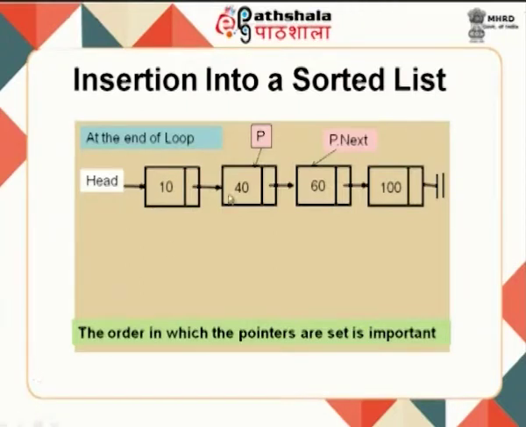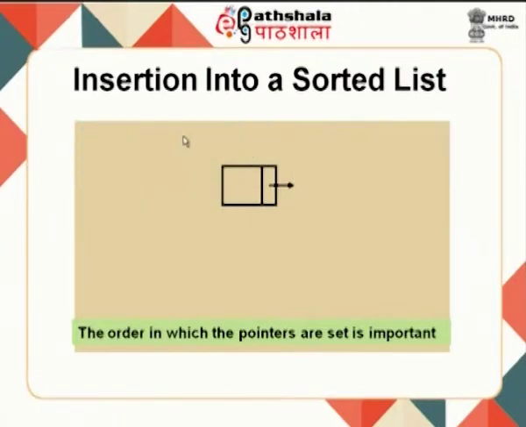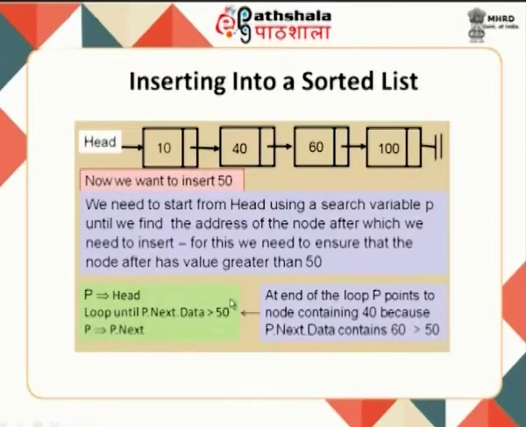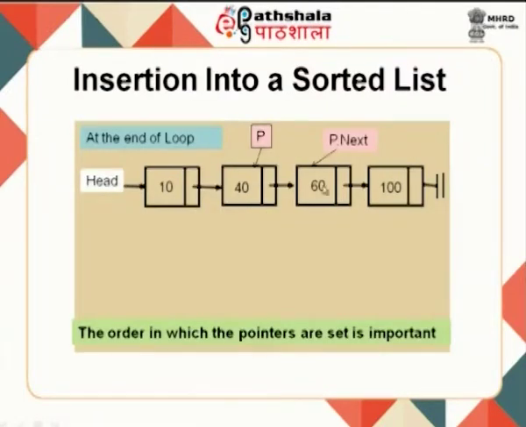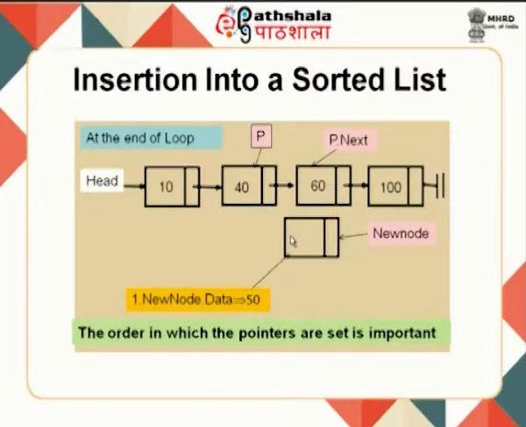So, what I do now, as I already told you, at the end of the loop, I have this as P and this is P dot next. Now, I first create a new node, and I put its data value equal to 50. Then its next value has to point to P dot next. So, new node dot next is equal to P dot next, which I set. Then that is the second step.